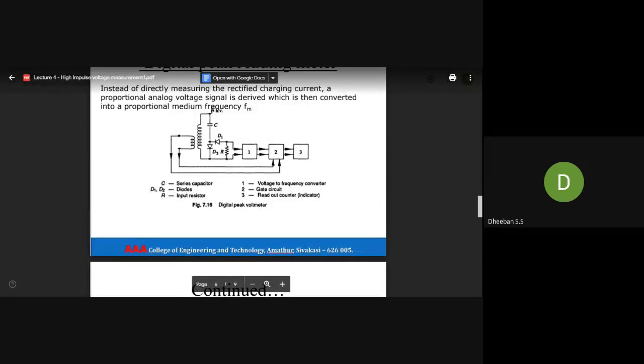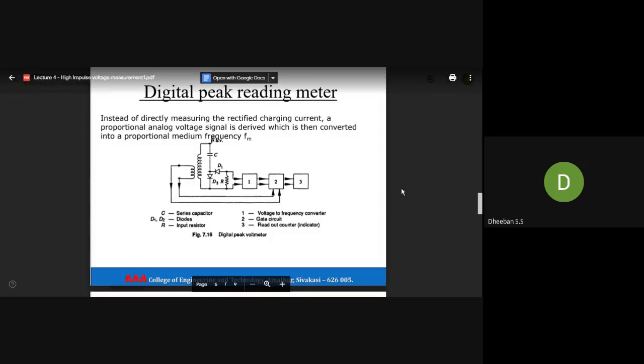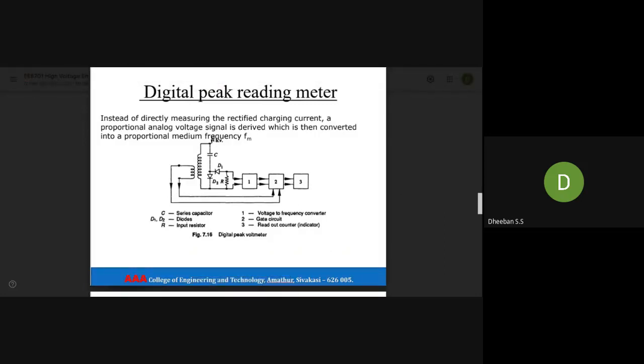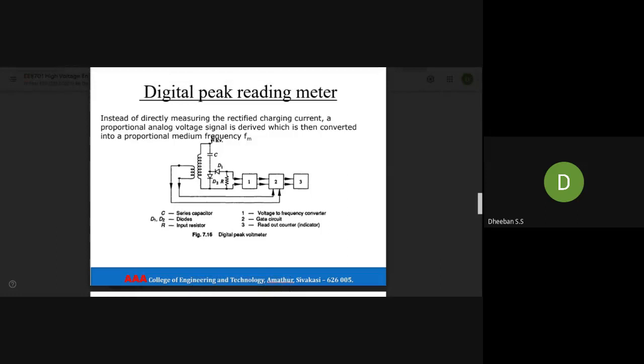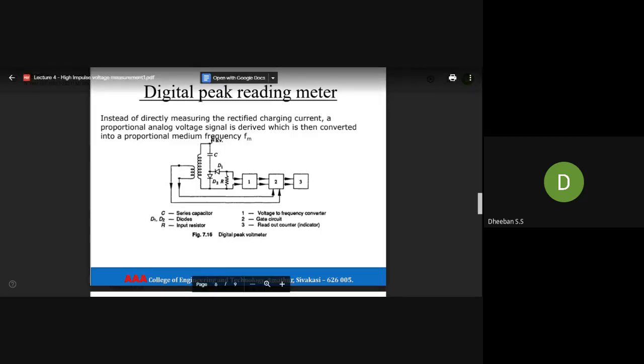So here your measuring will be based upon your frequency measurements. Okay, so the voltage which you will be applying will be directly converted by a frequency converter. You can make use of some kind of cycloconverters which we have studied in your power electronics, and using that kind of converters, the voltage value will be directly converted into a frequency value.